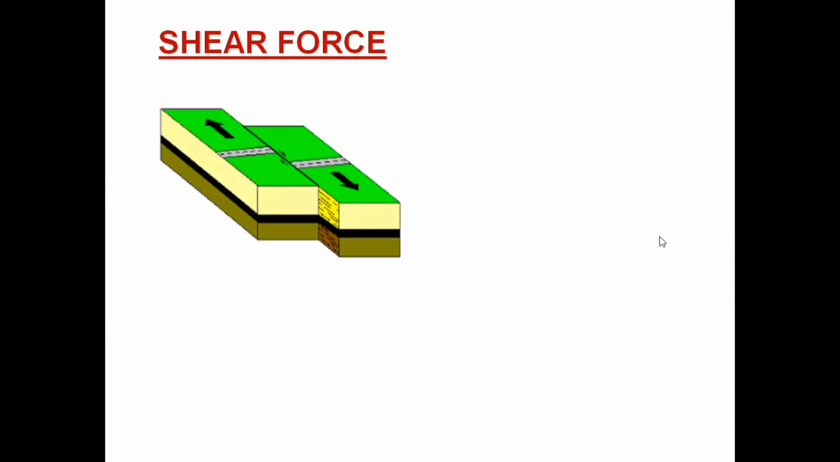Next one is shear force. These are unaligned forces pushing one part of a body in one specific direction and another part of the body in the opposite direction. As I said, you can observe here, one force is pushing a body in one direction and another force is pushing the body in another direction. This is a shear force.